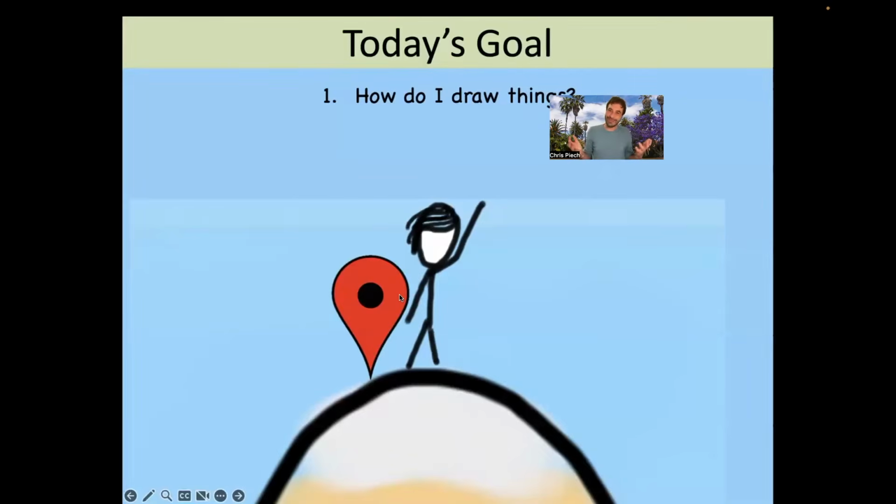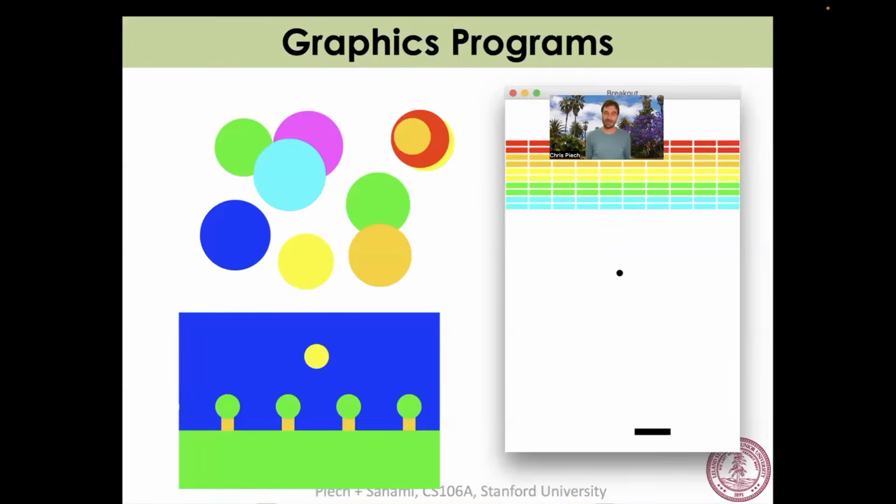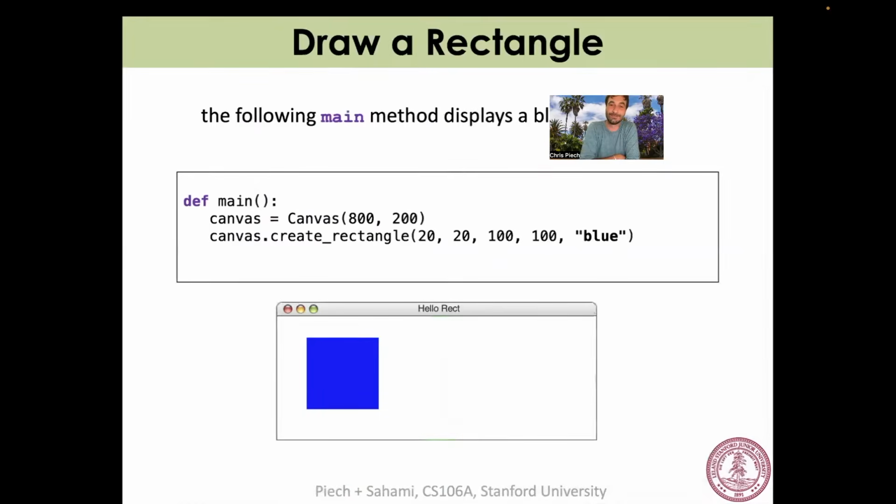And on that note, we have so much fun to have today because today we're just going to learn how can you draw things. And when I say draw things, I mean we're going to write some graphics programs. And graphics programs at the end of the day are going to be pretty simple. They're going to be drawing circles, drawing rectangles, maybe drawing a little text, maybe drawing a couple lines.